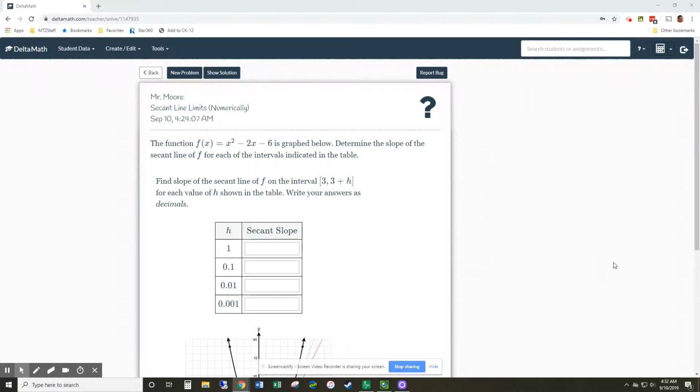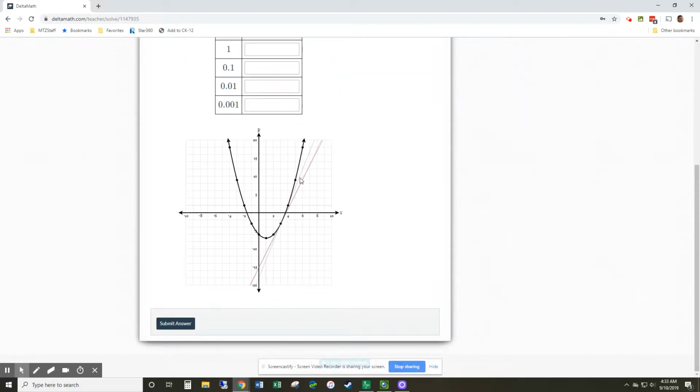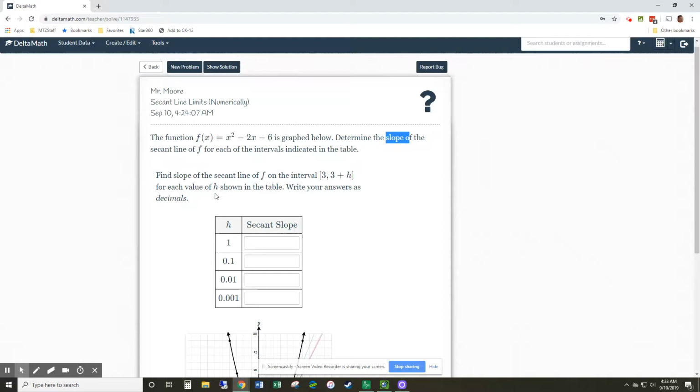Okay, ladies and gentlemen, we have a secant line with limits numerically. Now, what we need to do is make sure that we're using our math brains to read our math notation. So for example, this function right here is graphed below. Determine the slope. As soon as you hear the word slope, of course, it's y2 minus y1 over x2 minus x1, of the secant line. What is the secant line? The one that goes through and touches it twice.